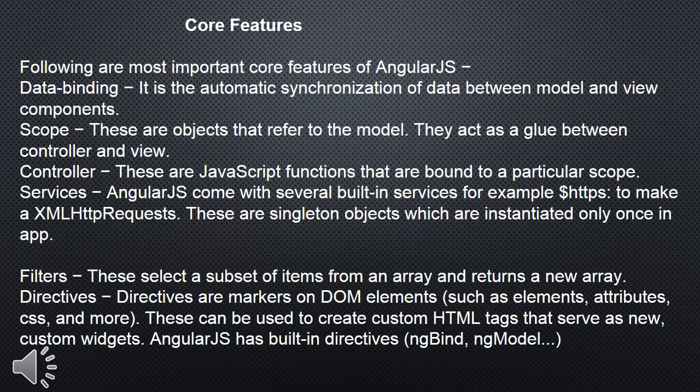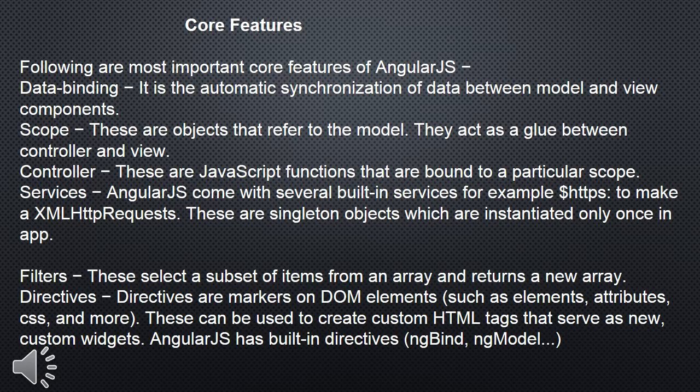Core features. Following are the most important core features of AngularJS. Data binding: it is the automatic synchronization of data between model and view components. Scope: these are objects that refer to the model. They act as a glue between controller and view.